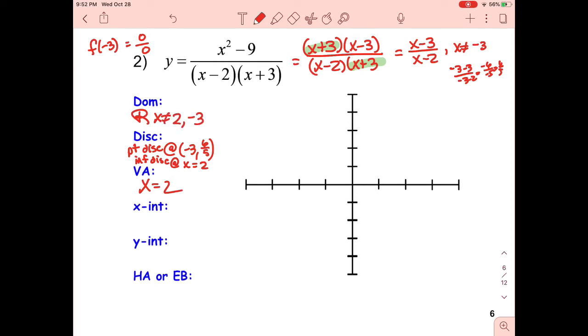The domain is all reals. X cannot equal 2 or negative 3. Again, at 2, we're going to have a vertical asymptote. And at negative 3, we're going to have a hole at negative 3, 6/5, which is just a little bit bigger than 1.